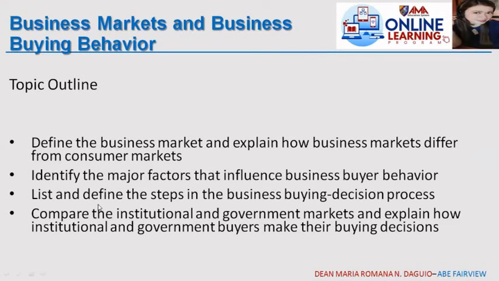First, define the business market and explain how business markets differ from consumer markets. Second, identify the major factors that influence business buyer behavior. List and define the steps in the business buying decision process, and compare the institutional and government markets and explain how institutional and government buyers make their buying decisions.